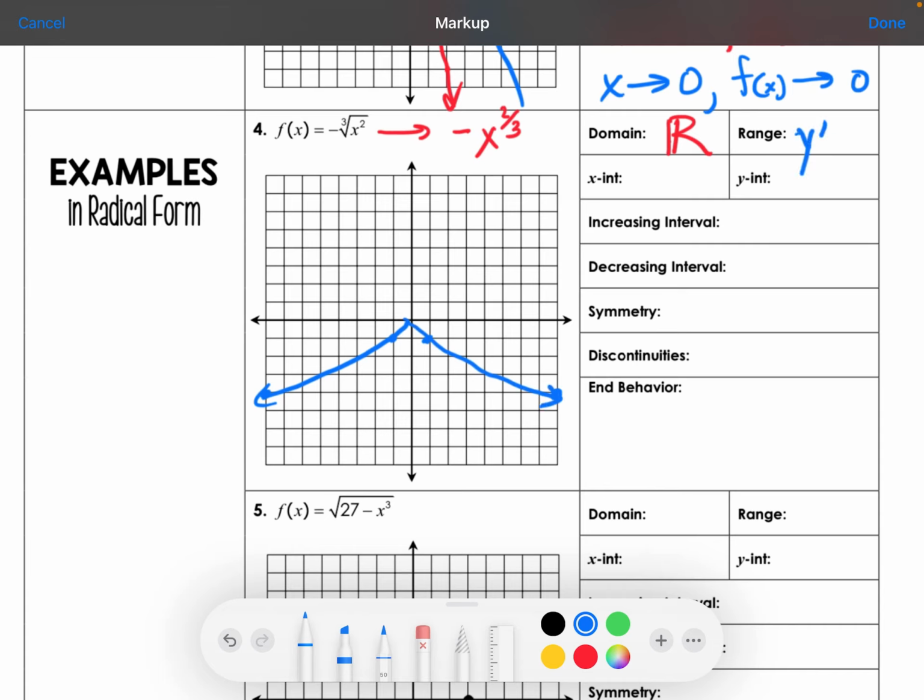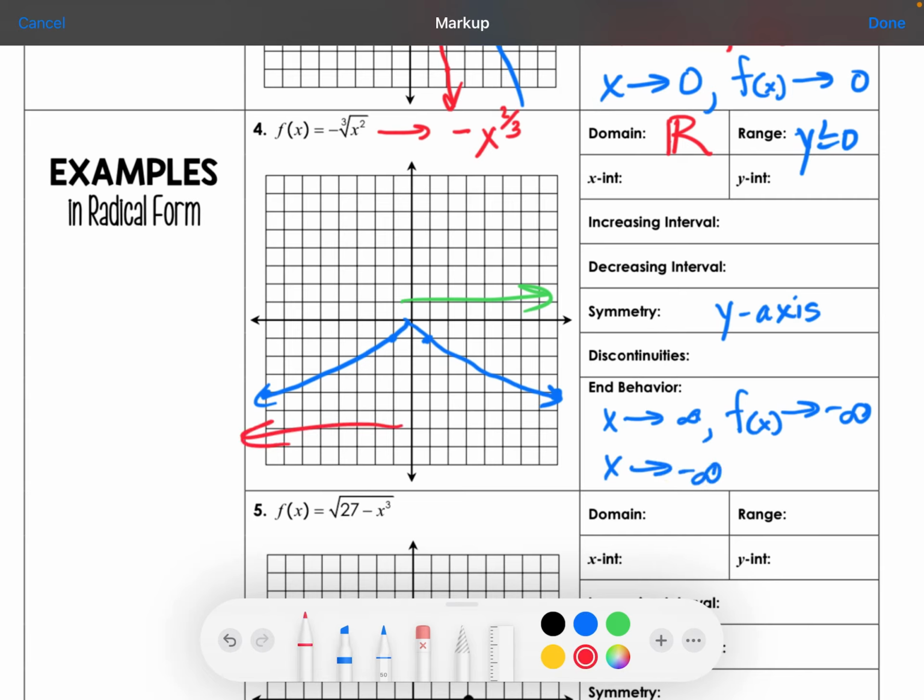You can see that my range is less than or equal to 0. And it is symmetrical around the y-axis, right? Because they're both going down. We only say it's symmetrical around the origin if we have one up, one down. As we go in this direction, as x goes to infinity, the function goes to -infinity. And the same is true as x goes to -infinity this way. F of x also goes to -infinity.